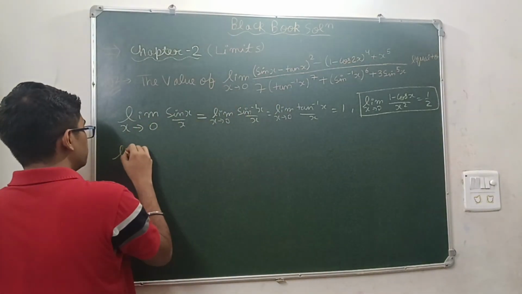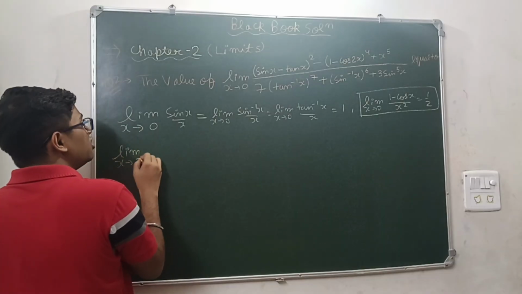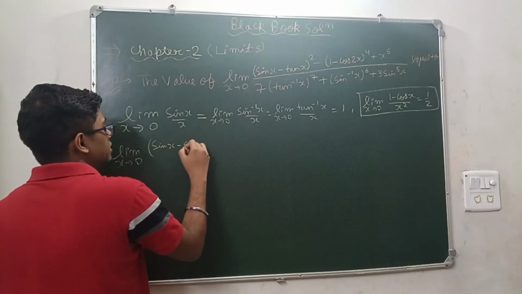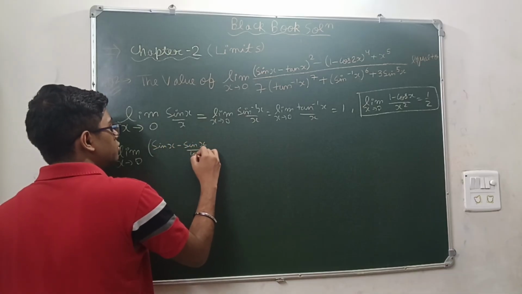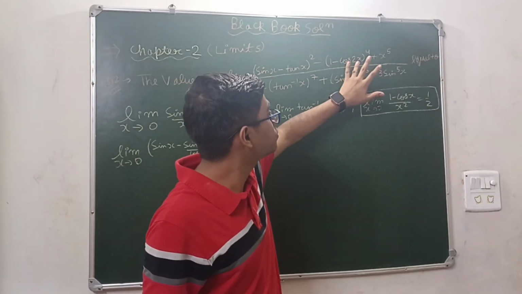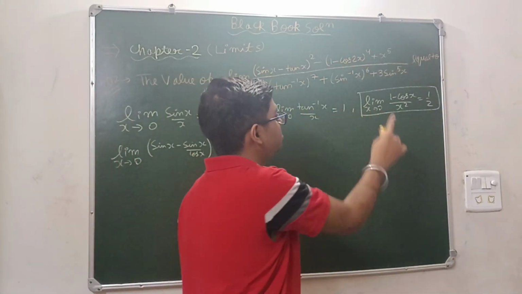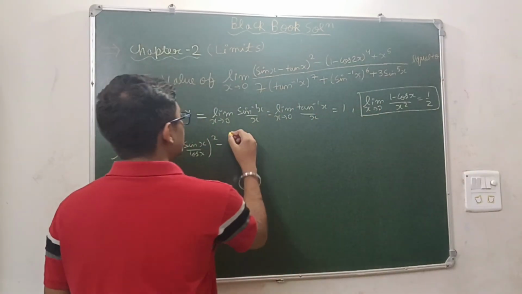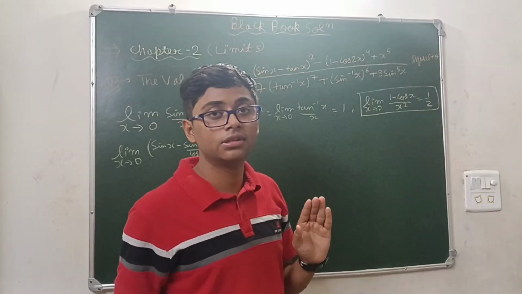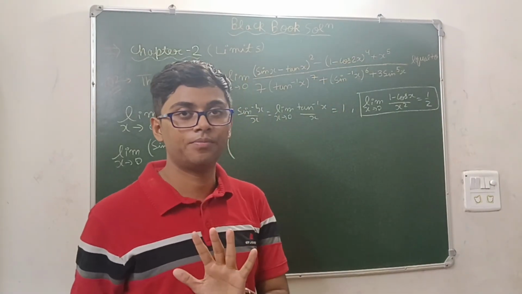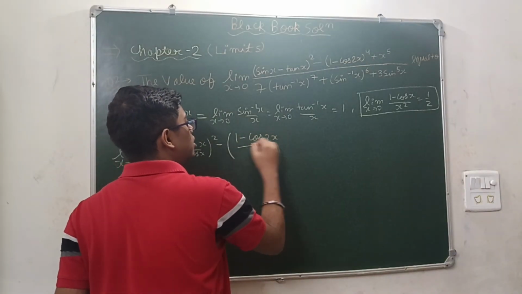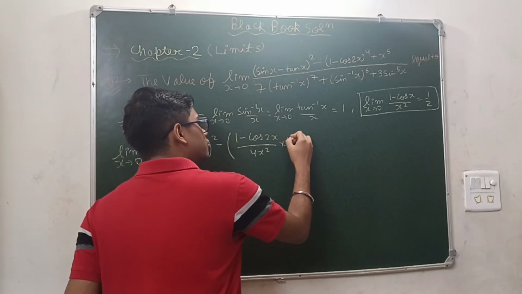Okay, so limit x tends to 0. This will be what? (Sin x minus sin x by cos x) to the whole square minus, this is in the form of this, 1 minus cos x, here 2x. Okay, so 1 minus cos x by x square is 1 by 2. So what we will do here, we will multiply and divide by x square, but here x square is 2x, means we have to multiply and divide by 4x square. See, 1 minus cos 2x upon 4x square and 4x square.